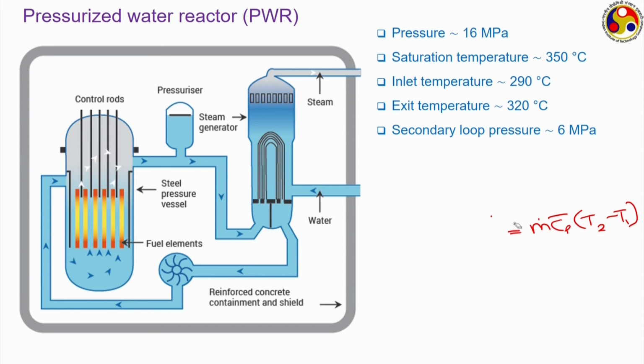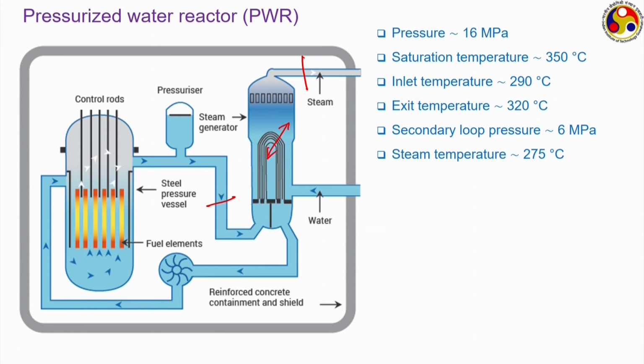The secondary loop, where the water coming from the reactor is transferring its heat, is at a pressure of something like 6 megapascal only, and corresponding to that, the saturation temperature is around 275 degrees Celsius. So, the steam coming out through this particular point will have a temperature around 275 degrees Celsius and a pressure of 6 megapascal. Because the temperature of water entering the steam generator is of the level of 320 degrees Celsius, a reasonable temperature difference can be obtained across the heat exchanging surfaces here.